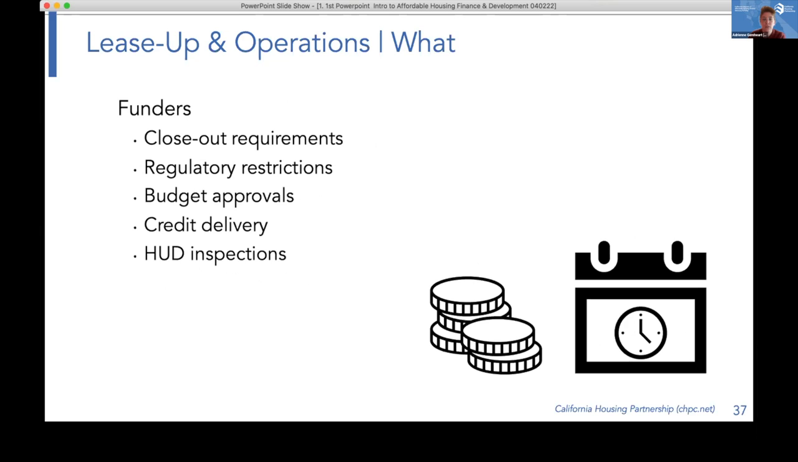Funders have closeout requirements and other regulatory restrictions. So they're still going to be involved to make sure all of their restrictions are in place. And they'll often also do annual certifications that need to be met. They'll look at budgets, so operating budgets, and they also play a role in credit delivery. So your investor is key to credit delivery there. If HUD is involved, there will be separate HUD inspections.